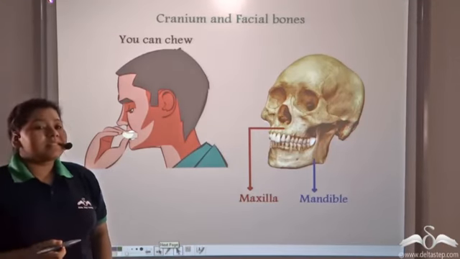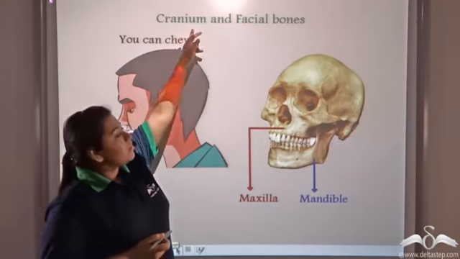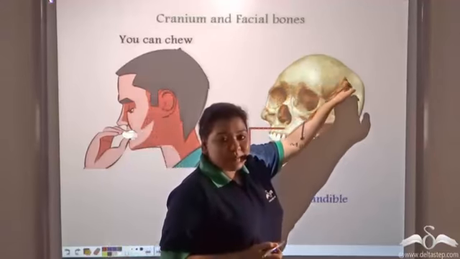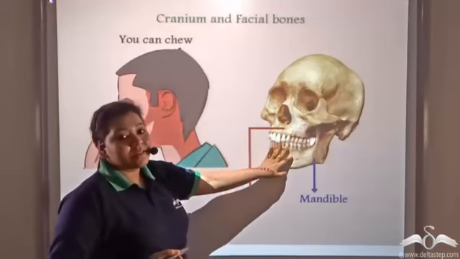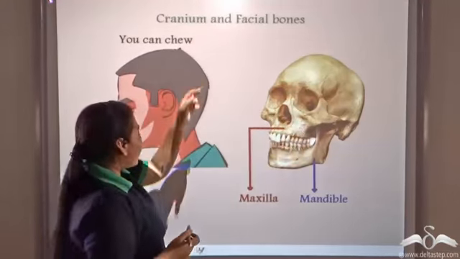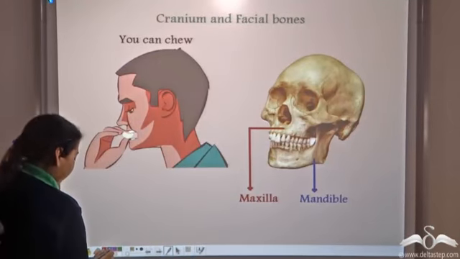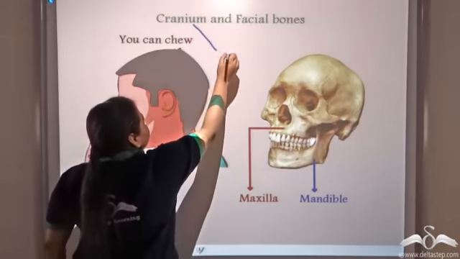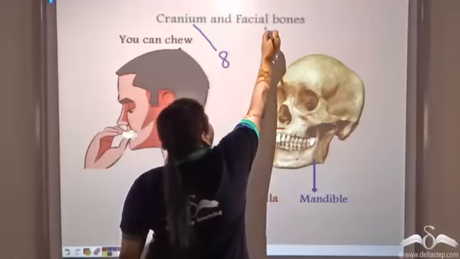The skull consists of the cranium, this part that protects the brain, and the facial bones. There are 8 cranial bones and 14 facial bones.